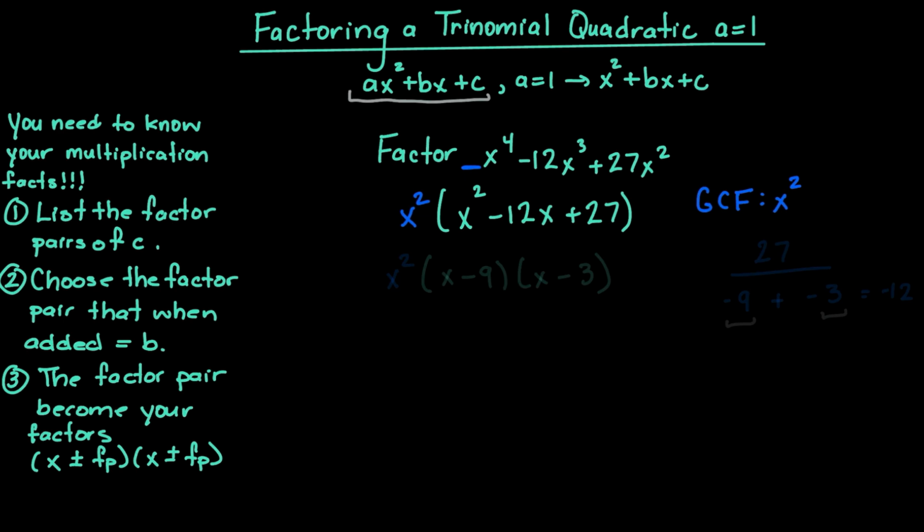We keep in mind that C is positive, but B is negative. So we know that both of our factors are going to be negative. Negative 9 and negative 3 multiply to 27, and when I add them, they add to negative 12. So my factor pair is negative 9 and negative 3. So x minus 9 times x minus 3.